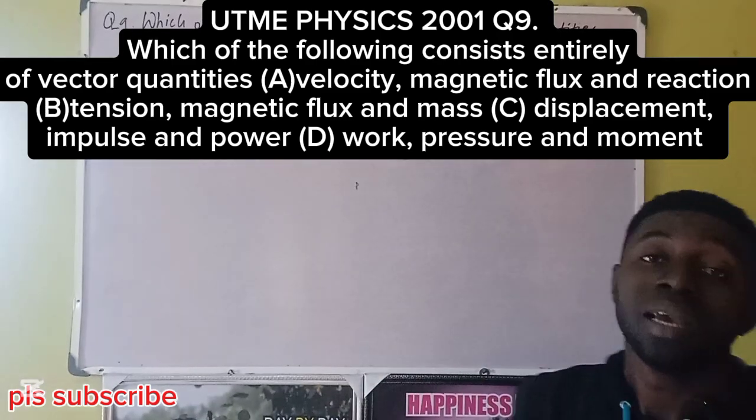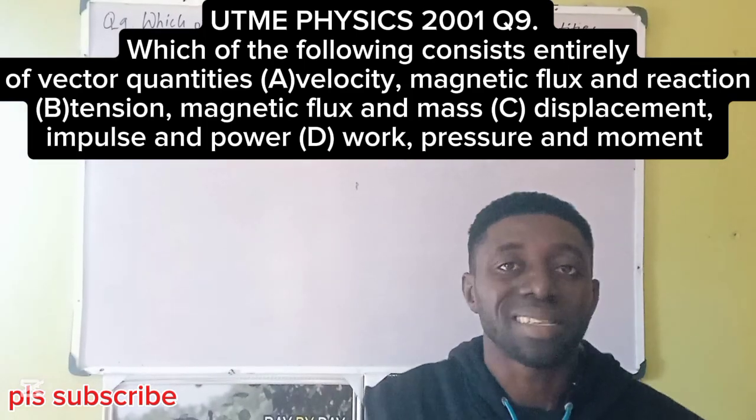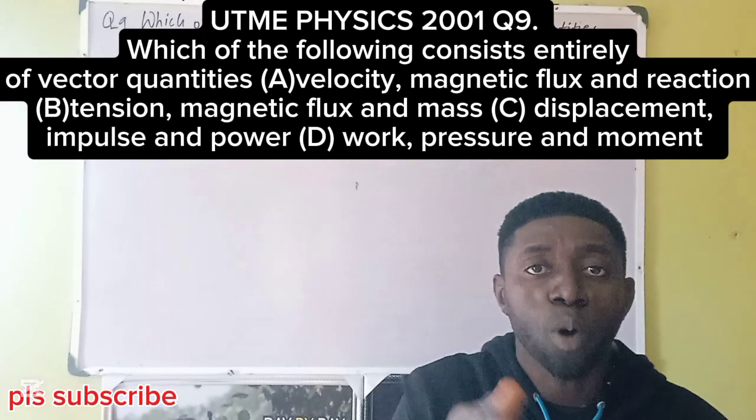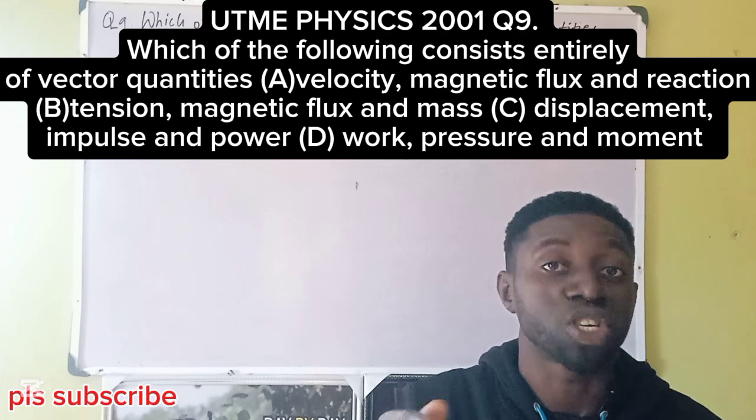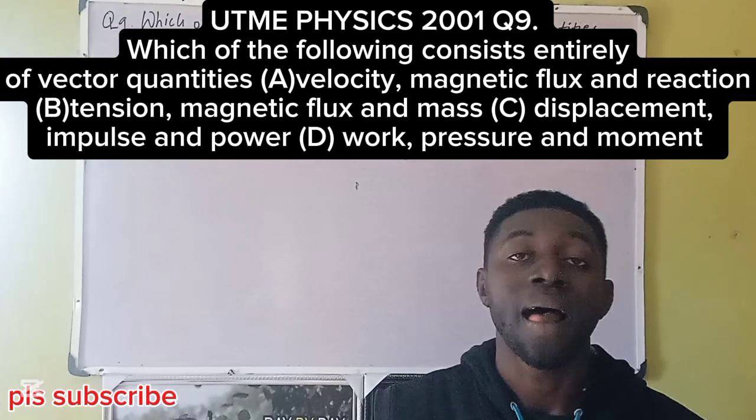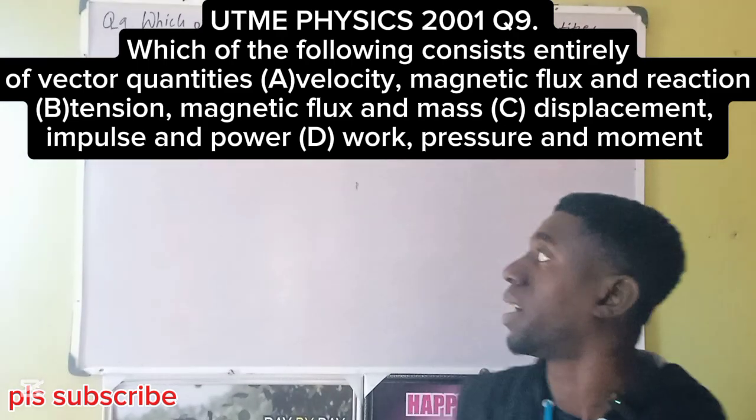Then coming to C, displacement is vector. Its scalar form is distance. Impulse. Impulse is vector. Force times time or change in momentum. Impulse is vector. Then power. Power is scalar.